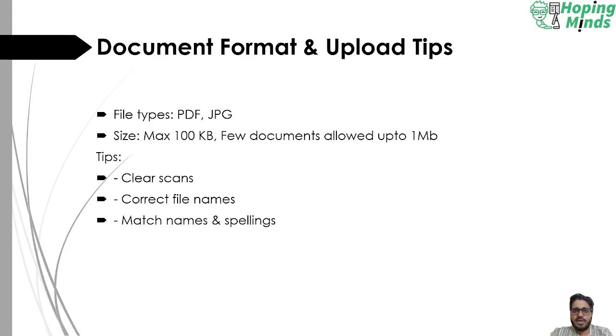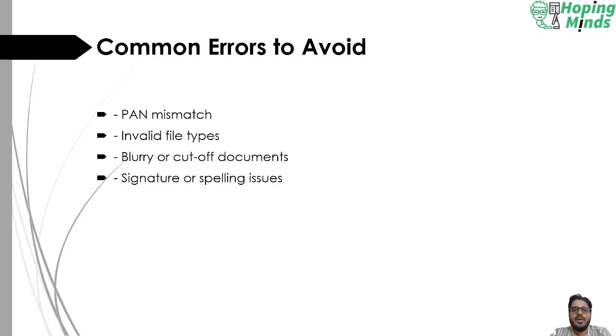Document formats and upload tips. The file type must be PDF or JPEG. The maximum size is 100 KB and for few documents it is allowed up to 1 MB. It must be clear scans, file names must be correct and matching names and spellings. So what are the common errors to avoid? PAN mismatch, invalid file types, blurry or cut off documents, signature or spelling issues. Any error may lead to issue of notice regarding clarification document by the GST department.